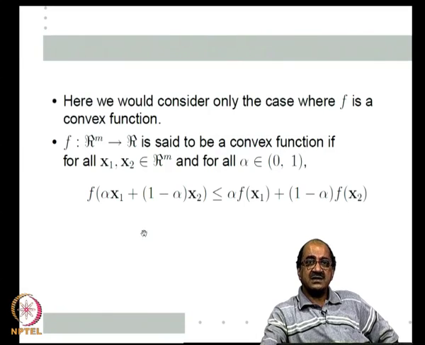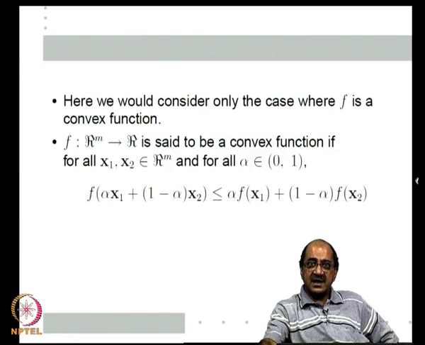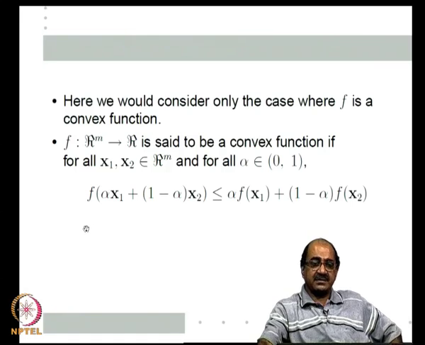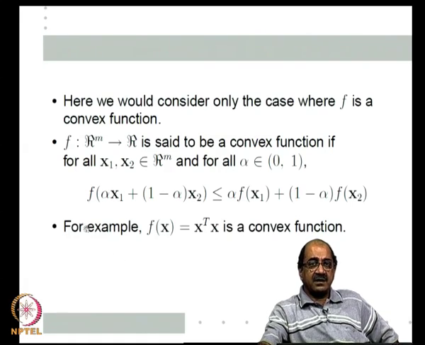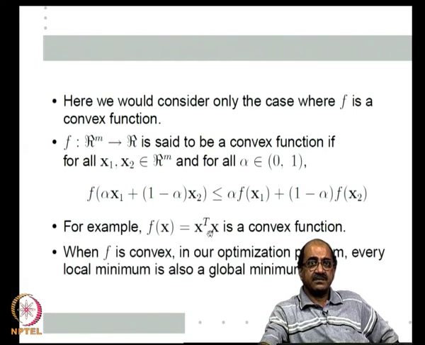Geometrically, what this means is, if I look at the graph of f, let us say f is a function from R^2, or a function from R^m to R, and I take 2 points x1, x2 and join them on the graph, then the actual graph should be below the line that joins them. But anyway, this is the condition for convexity. For example, x transpose x is a convex function, you can easily verify this.